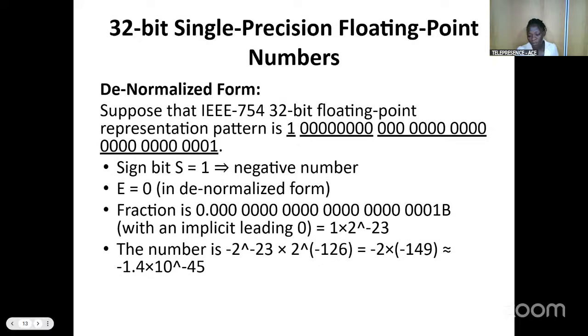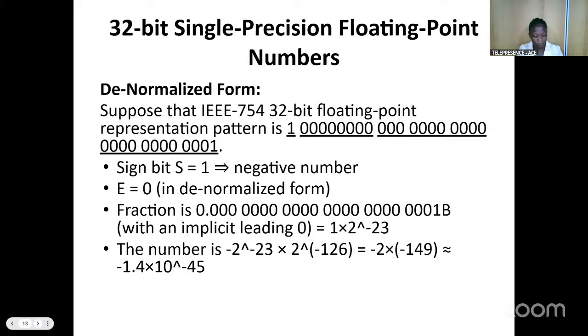So we have 1 multiplied by 2 raised to the power of minus 23, and the number is minus 2 raised to minus 23 multiplied by this, and at the end we have minus 1.4 multiplied by 10 raised to the power of minus 45. So by the time you have the material, you should be able to lay your hands on this.